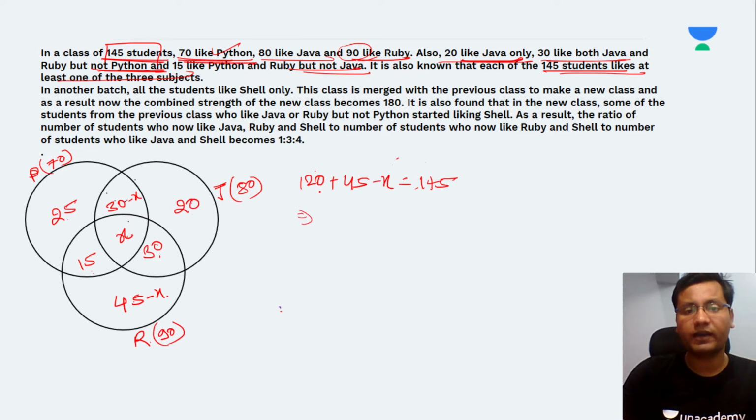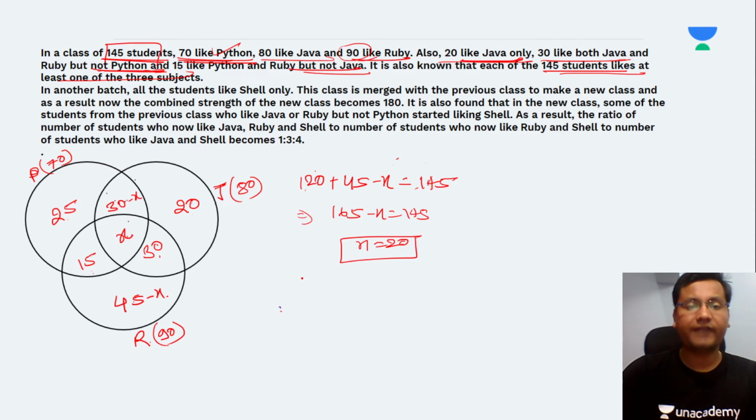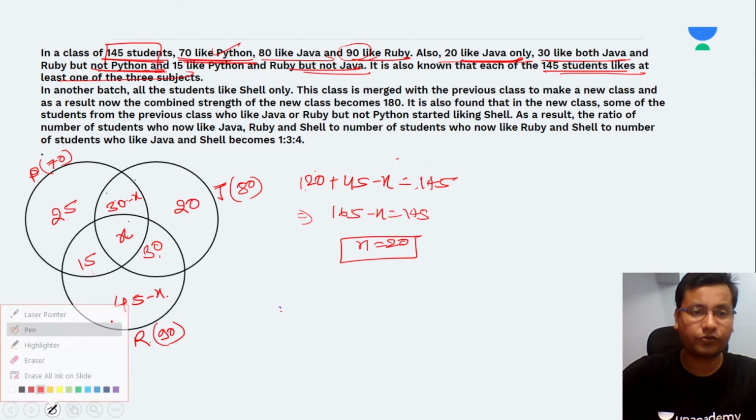So this will be 165 minus x is equal to 145. So x will be equal to 20. Can I say that x is equal to 20? Please tell me. Okay, so now x is equal to 20. I'll put x equals 20 here.